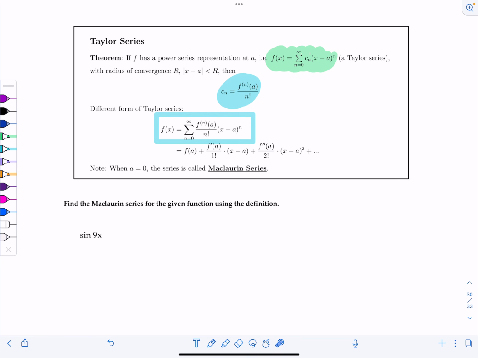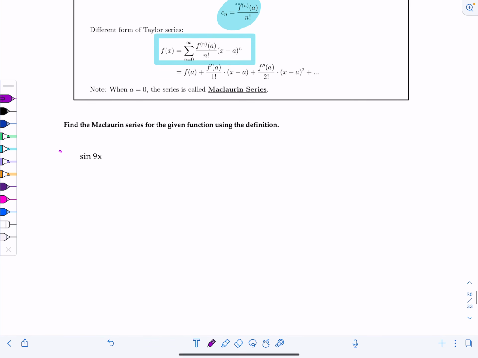All right, so let's look at a couple examples. Find the Maclaurin series for the given function using the definition. Definition is what's right here. So I like to make a little table to organize everything, to find the coefficient Cn, okay? So this is the function, this is f of x, and I always make the table like this. So you have n, you have your nth derivative at x, and then you have your nth derivative at a. In this case, since it's a Maclaurin series, a is 0, so nth derivative at 0.